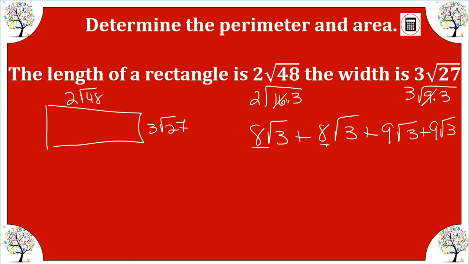So I can add 8 and 8, 16. 9 and 9 is 18. So 16 and 18. 6 and 8 is 14. So I have 34 radical 3.